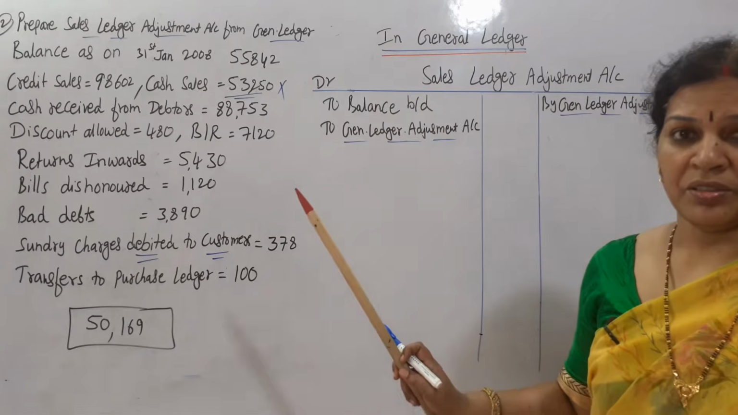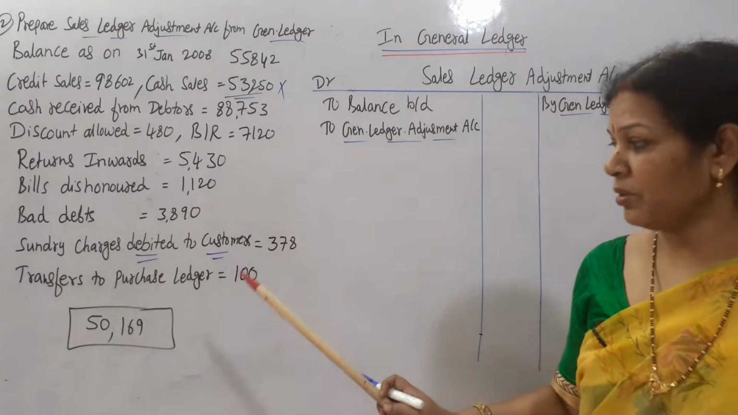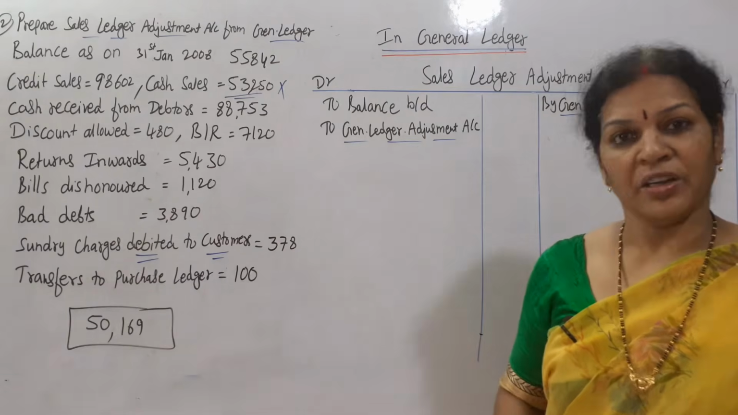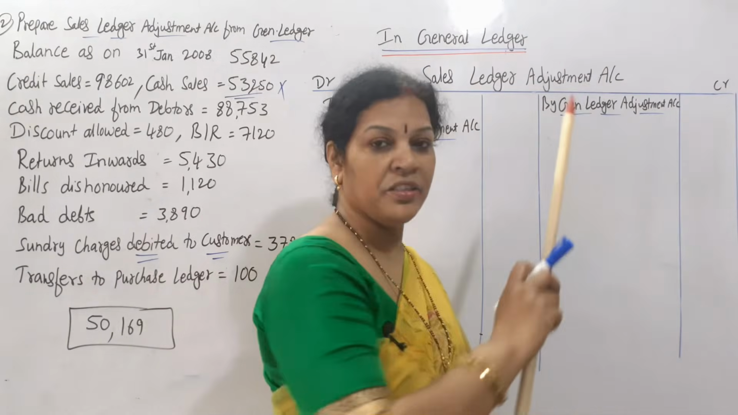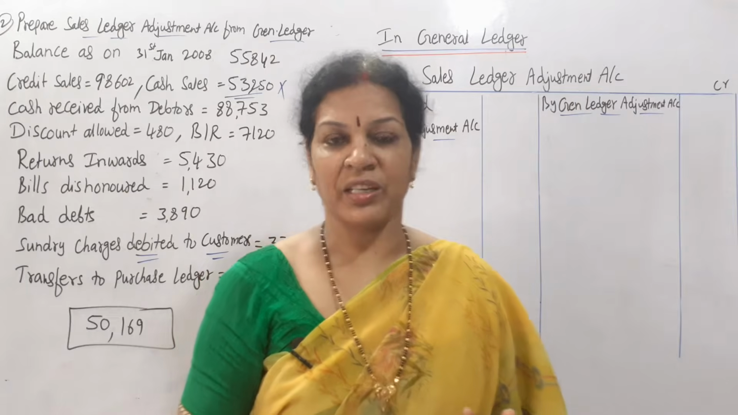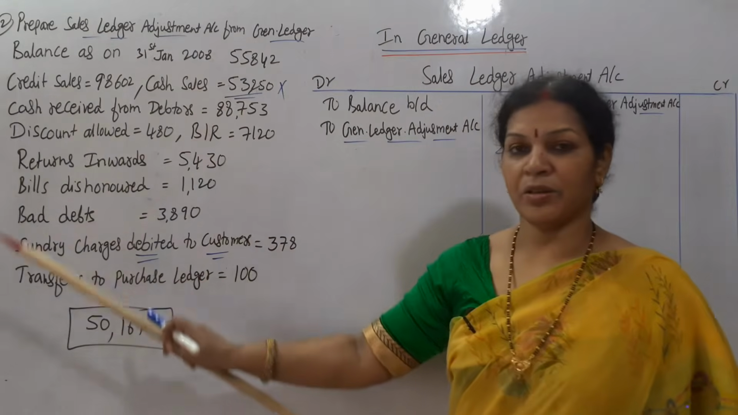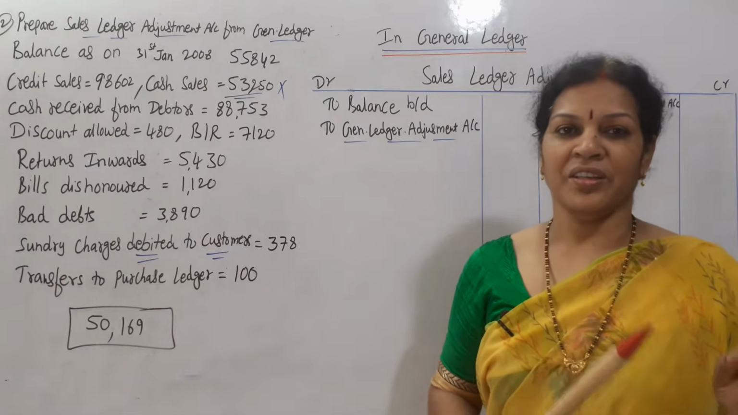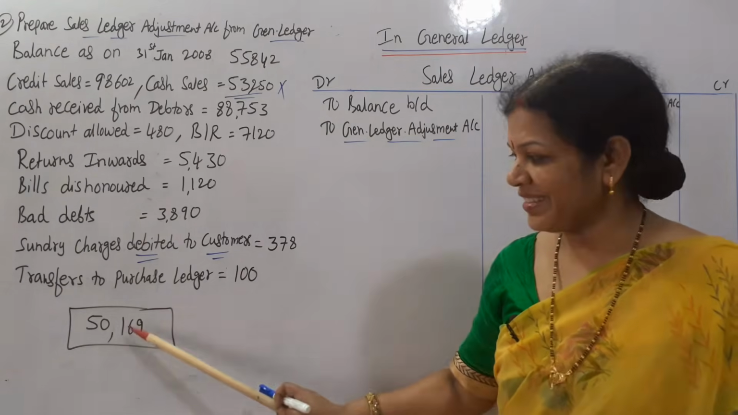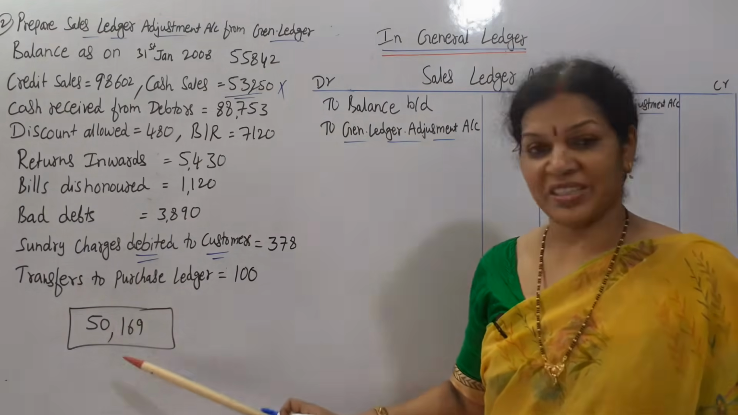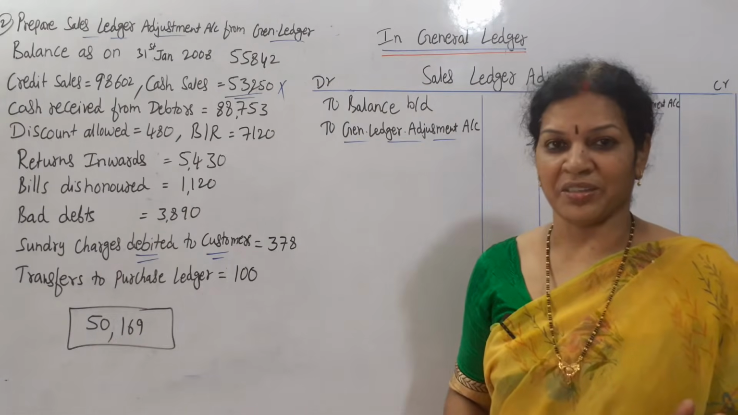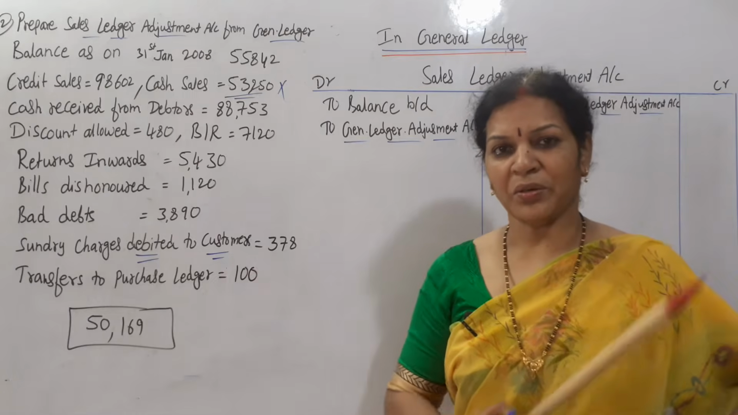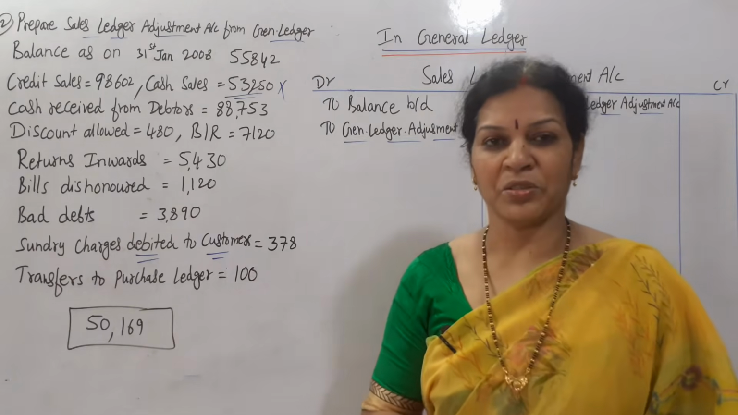Next, transfer to purchase ledger. From this account, we are transferring some amount. How much? 100 transferring to the purchase ledger. Transferring entry also comes on the credit side only. Am I clear? If you understand all these things, pause the video, start working out the problem, and the answer is given here: 50,169. This is the answer you have to get. Those who cannot work out, look at the problem. I'll work it out slowly.